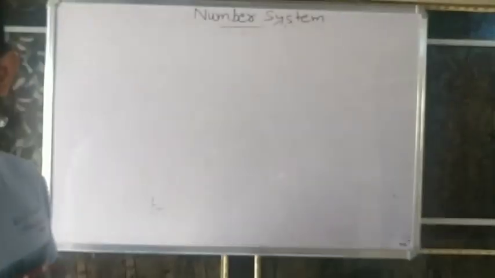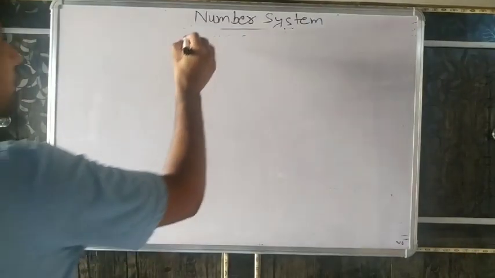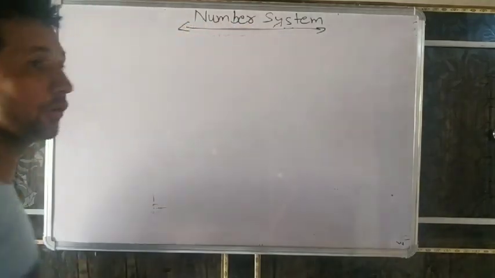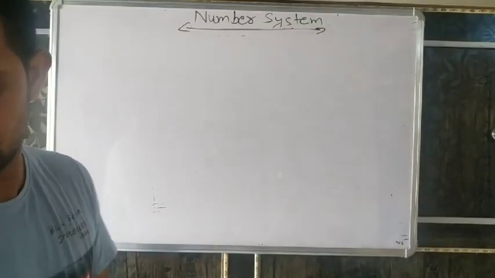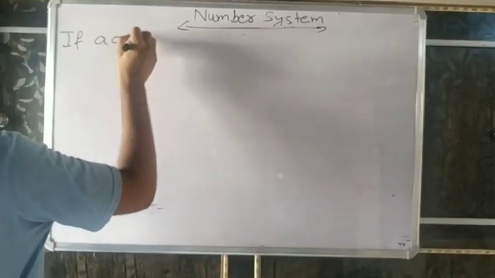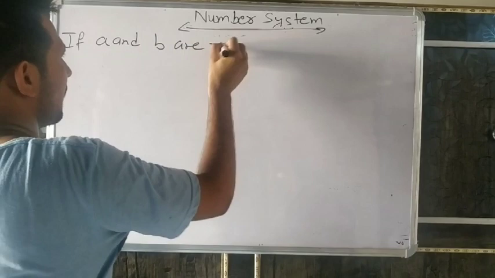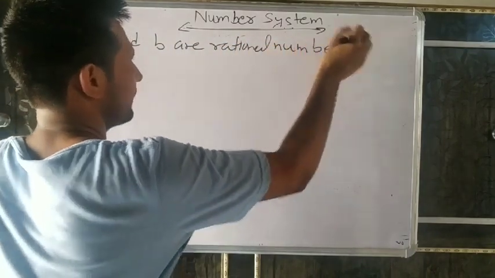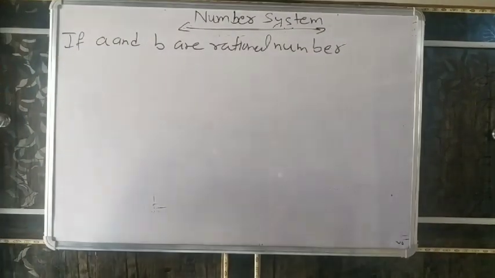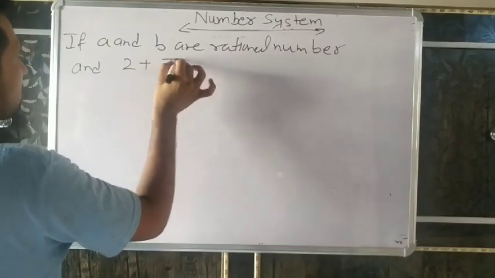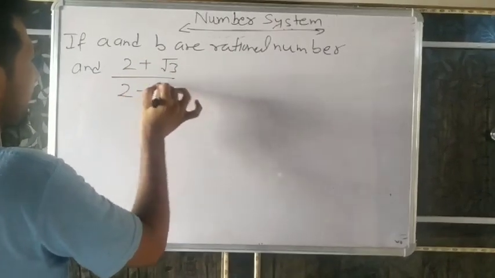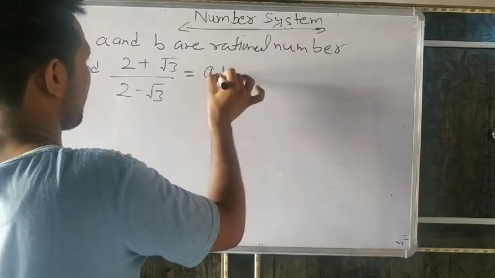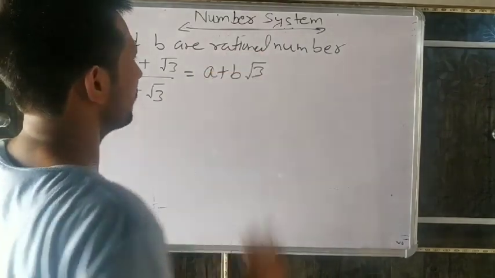One more question we are discussing, and after this one I will give you some more questions to do yourself and try to solve. Suppose A and B are rational numbers and (2 plus root 3) divided by (2 minus root 3) equals A plus B root 3.